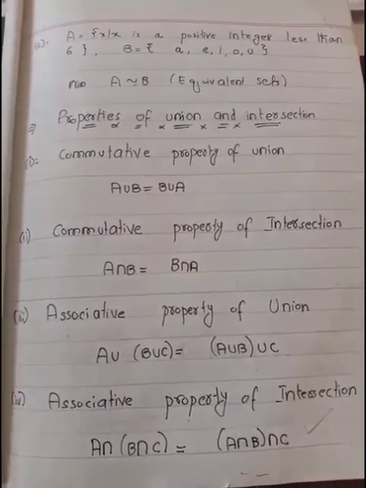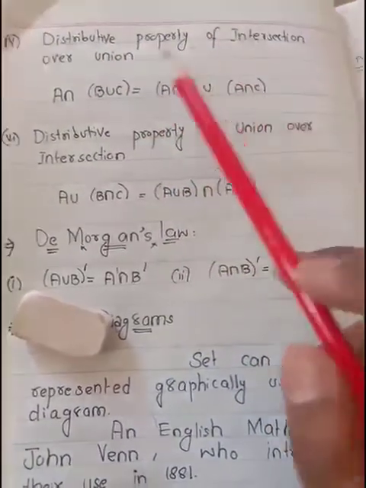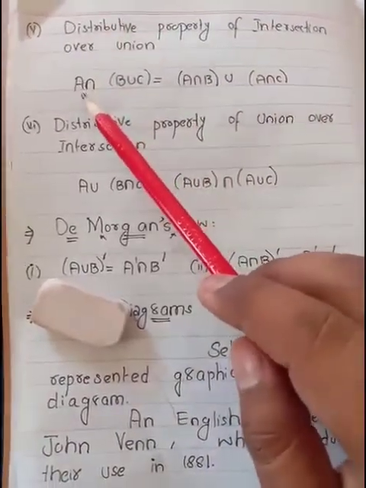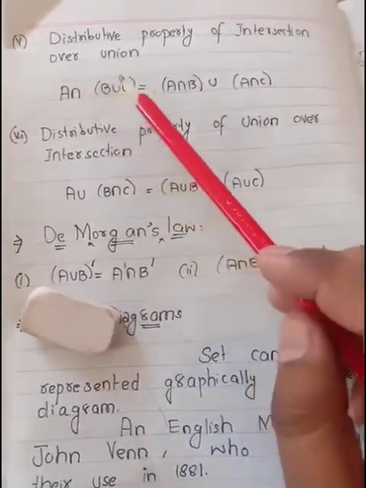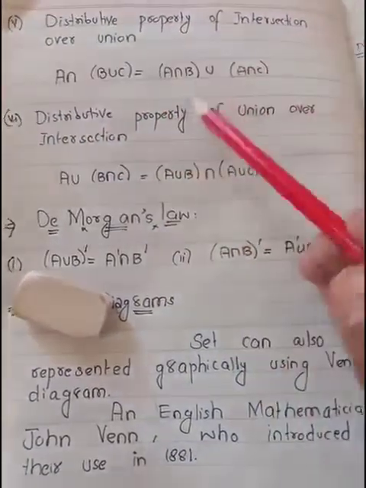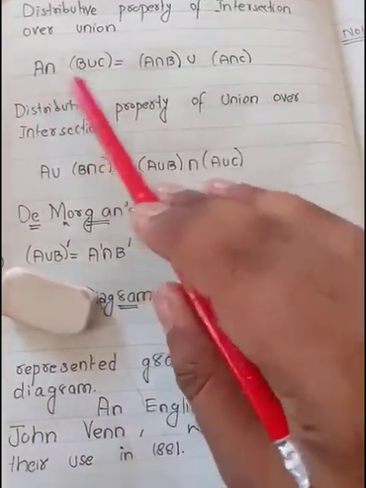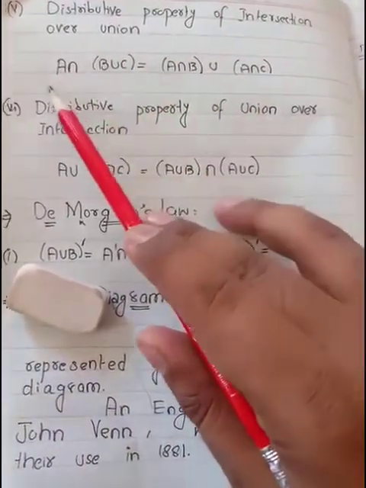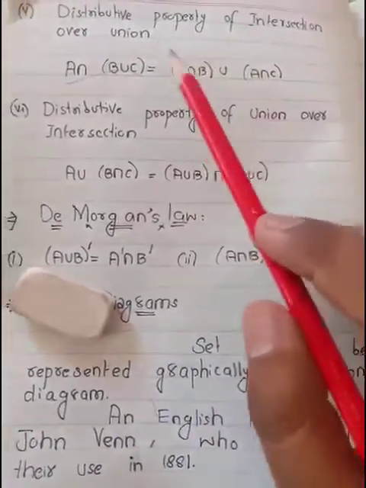Our fifth property is the distributive property of intersection over union. So this is A intersection (B union C), because this is the property of intersection over union. First we will write A intersection (B union C), and then on the next side we have (A intersection B) union (A intersection C). So the answer of both sides will be the same. Whether we find this side first or that side first, the answer of both sides will be the same.